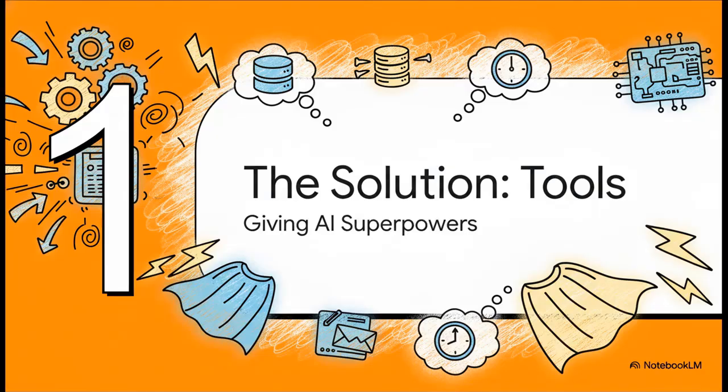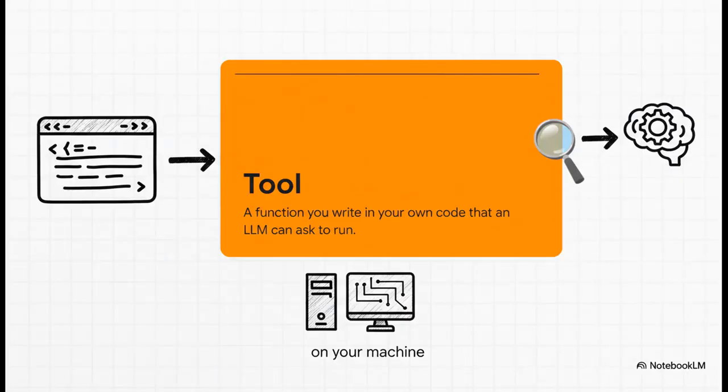Well, the answer is this really elegant and powerful idea called tools. This is how we give our AIs some serious superpowers. And a tool is actually way simpler than it sounds. It's really just a function, a regular old function that you'd write in Python or any other language. The big difference is that you describe this function to the LLM so it knows it exists and what it's for. But the function itself lives and runs completely in your own code on your own system.